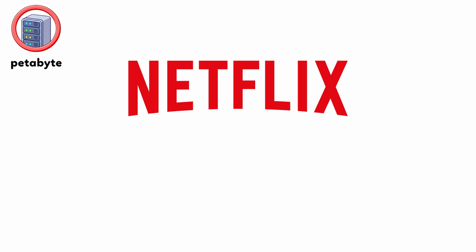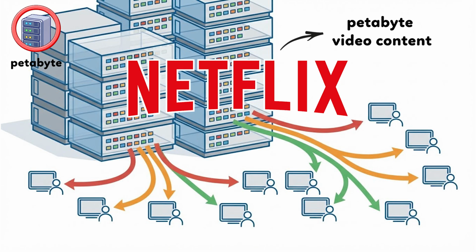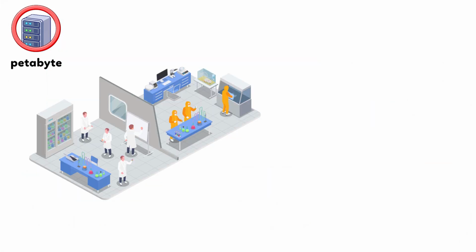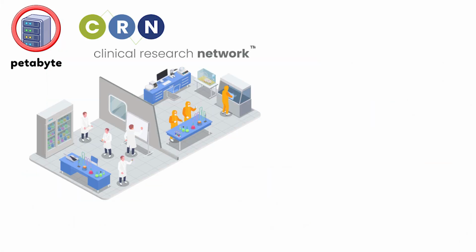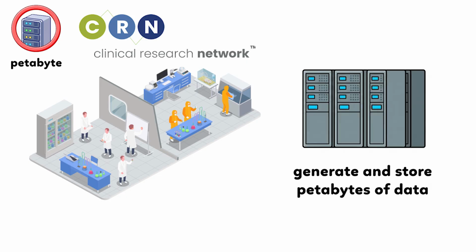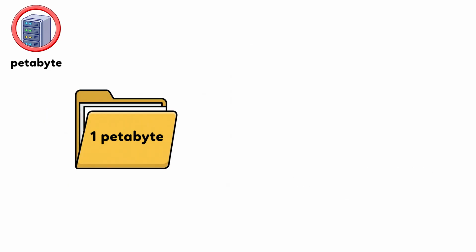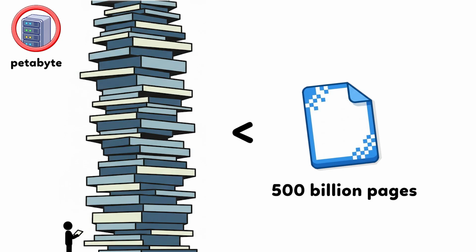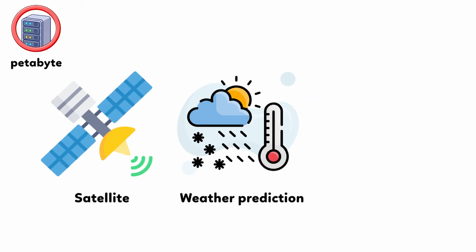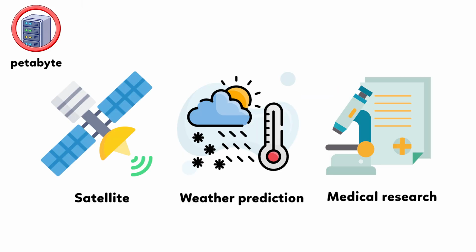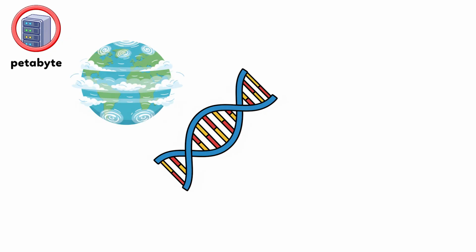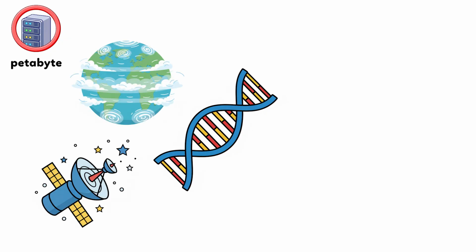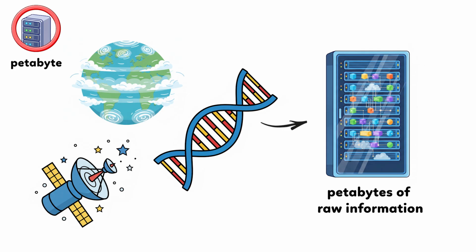Companies like Netflix manage petabytes of video content to stream movies and shows to millions of users simultaneously. Research facilities such as CERN, the European Physics Laboratory, generate and store petabytes of data from particle collision experiments. A single petabyte could hold 500 billion pages of text, which is more written content than most people could read in several lifetimes. Weather prediction services, satellite imaging companies, and medical research institutions routinely work with petabyte-scale datasets. When scientists map the human genome, track climate patterns, or analyze astronomical observations, they're dealing with petabytes of raw information that must be processed, analyzed, and stored for future reference.